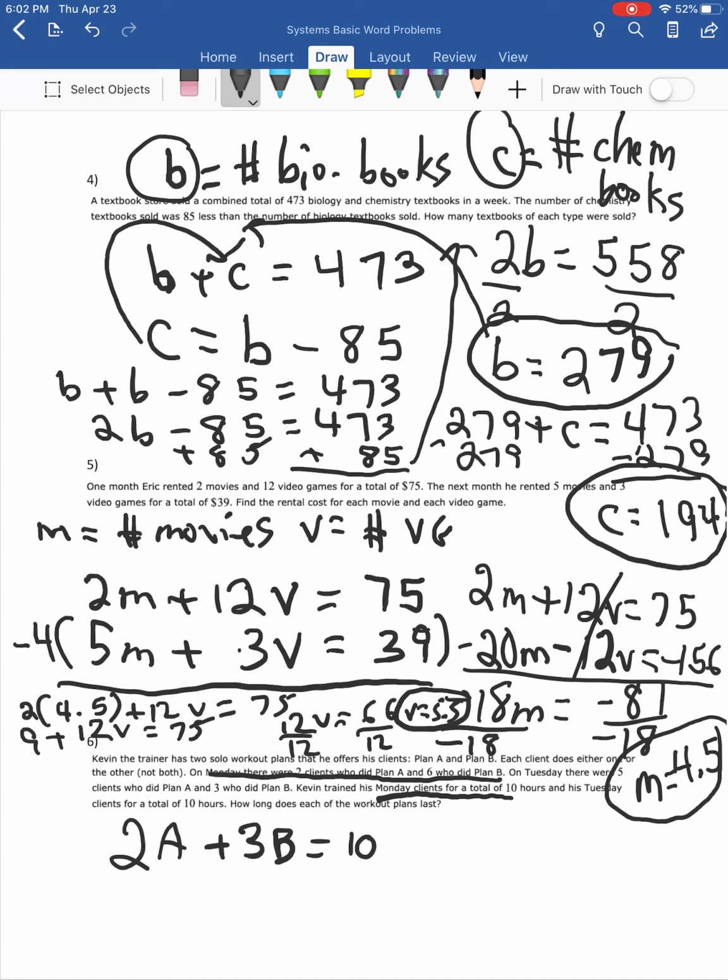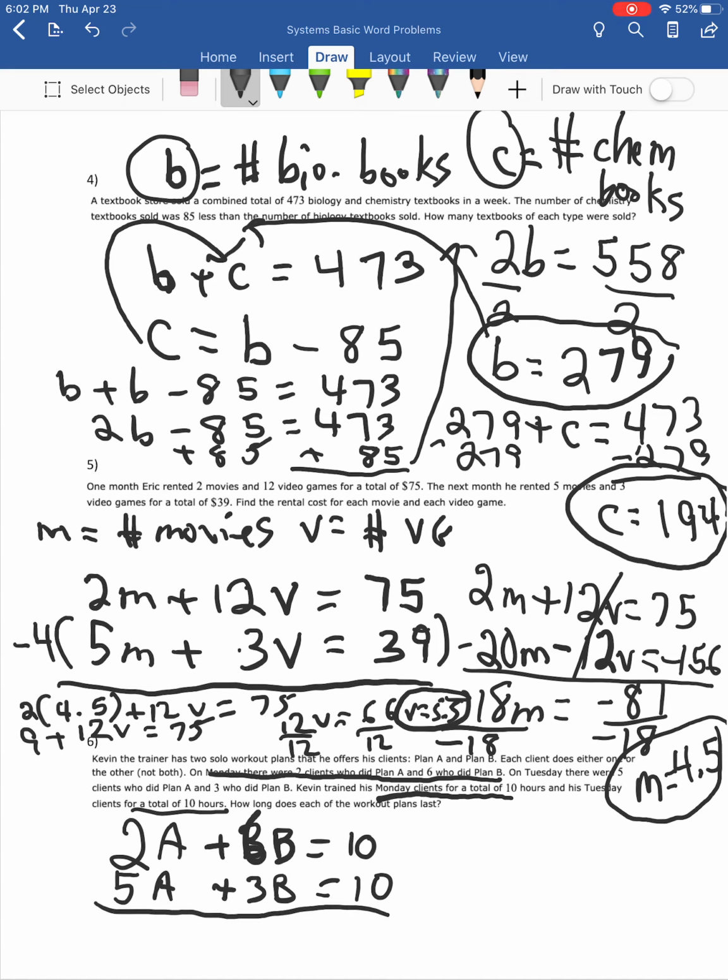And here's your other info. Tuesday, 5 clients who did Plan A, and 3 who did Plan B. Oh, I'm sorry, this should be a 6. Oops. And 3 who did Plan B. And on Tuesday, they also did 10 hours. Okay?